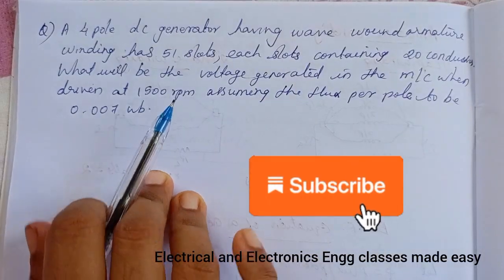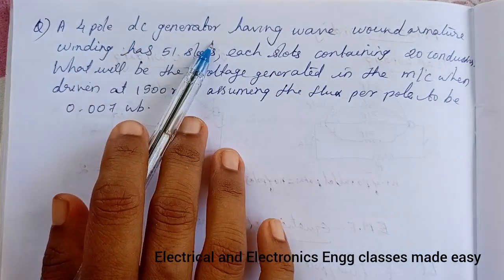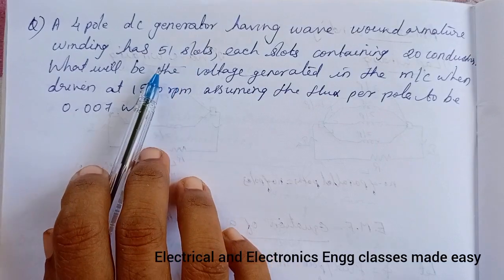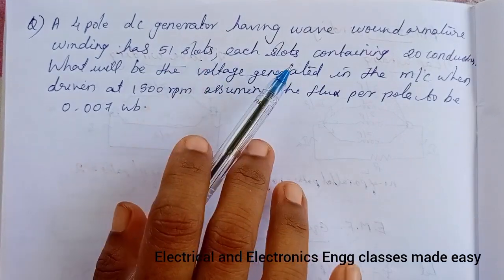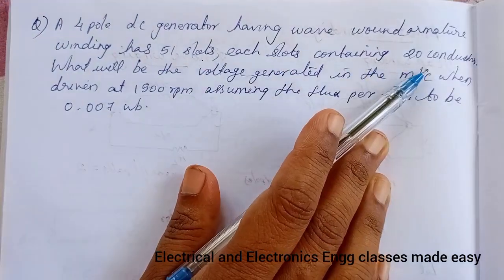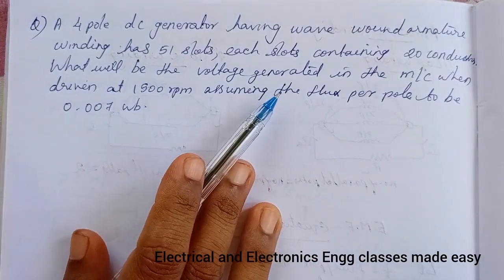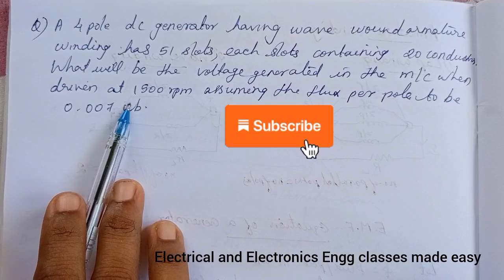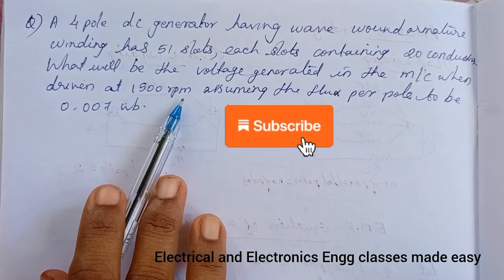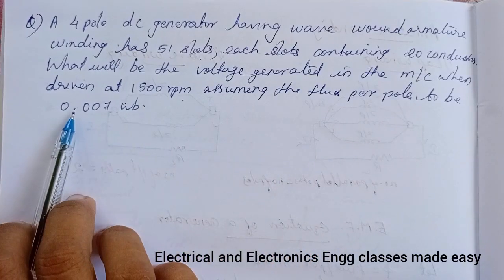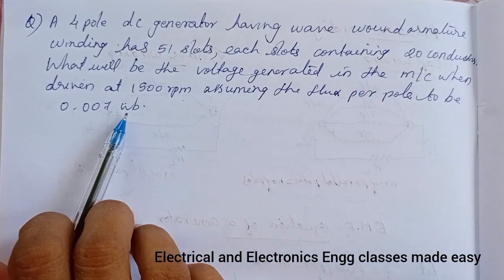Let us do a problem. A 4-pole DC generator having wave-wound armature winding has 51 slots, each slot containing 20 conductors. What will be the voltage generated in the machine when driven at 1500 rpm, assuming the flux per pole to be 0.007 Weber?